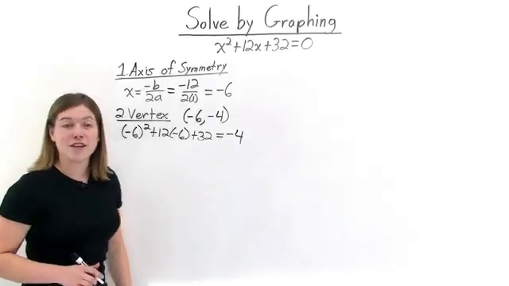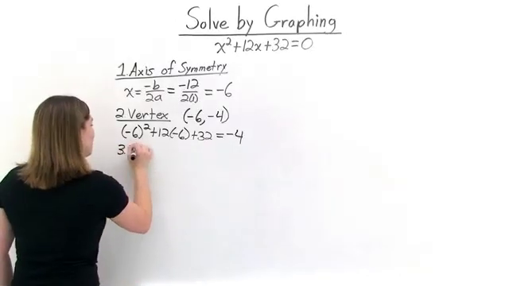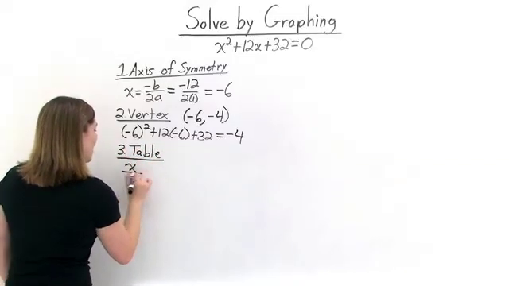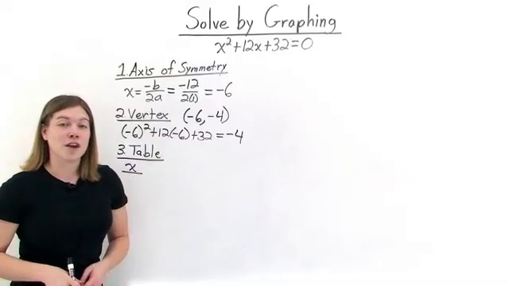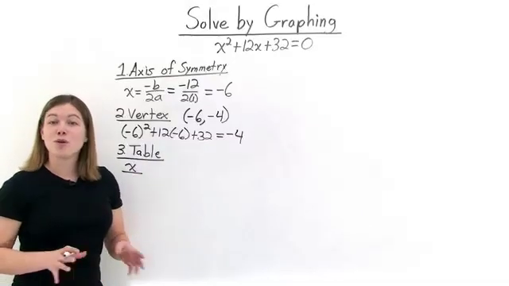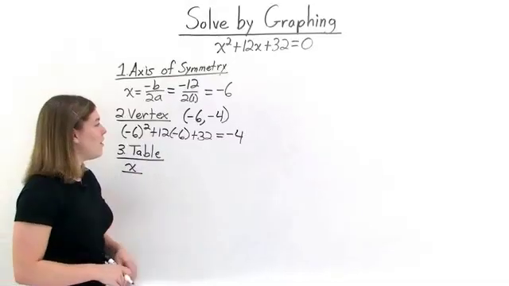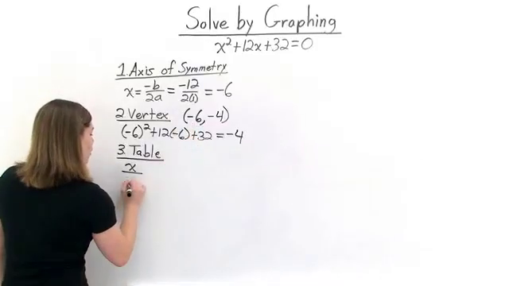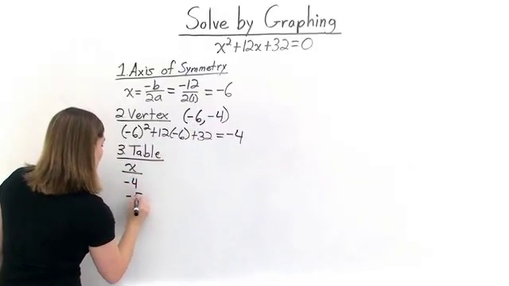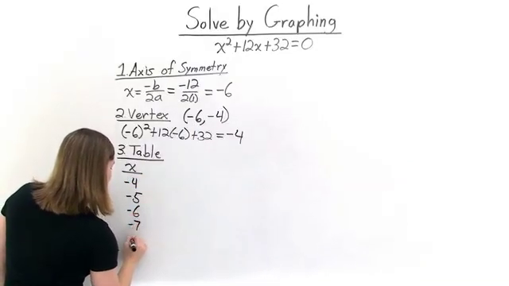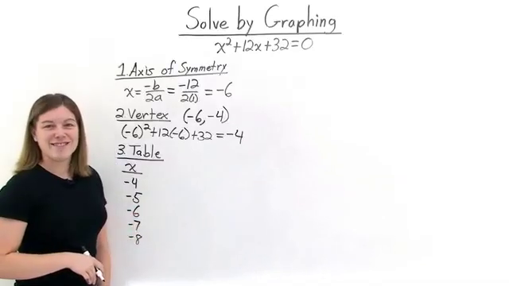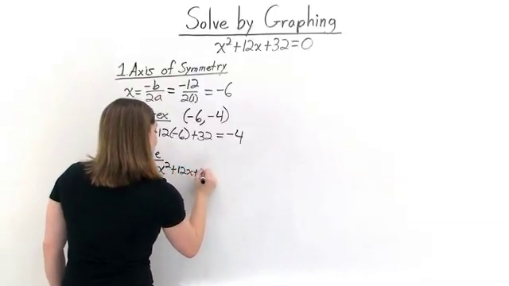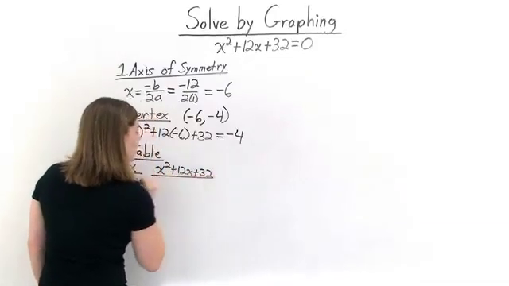Next, let's identify some more points that lie on our parabola. To do this, let's make a table. So we need to start by picking some x values. Well, let's pick x values that are on either side of our vertex, so we can see what the points are doing on either side. So we'll pick a few values that are bigger than and smaller than negative 6. We'll pick x to be negative 4, negative 5, negative 6, negative 7, and negative 8. Great! Now we need to take each one of those values and plug them in to our polynomial.